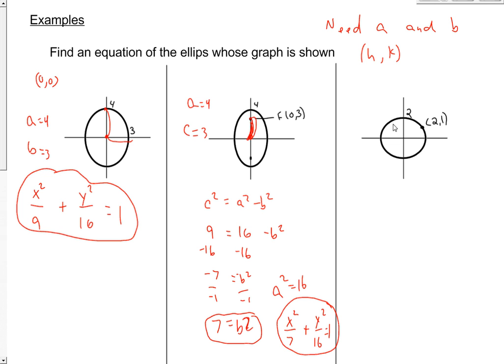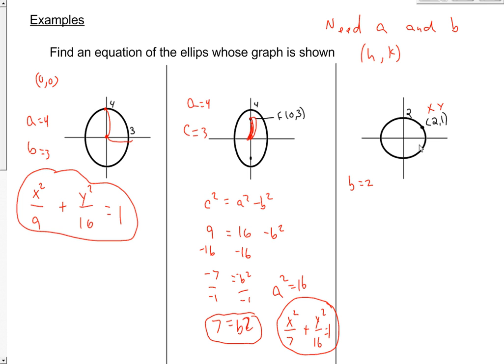In this third example here, we have our b value. As you can see, it's long, it's horizontal. So our b value is 2. And they're giving a point on the ellipse, which has nothing to do with a, b, or h and k. So what we need to do is use that as a point where we have an x and a y value.